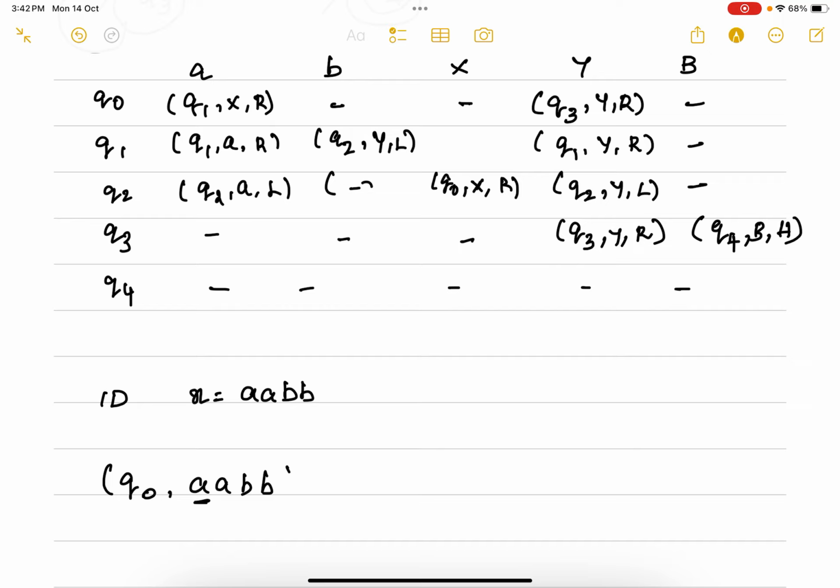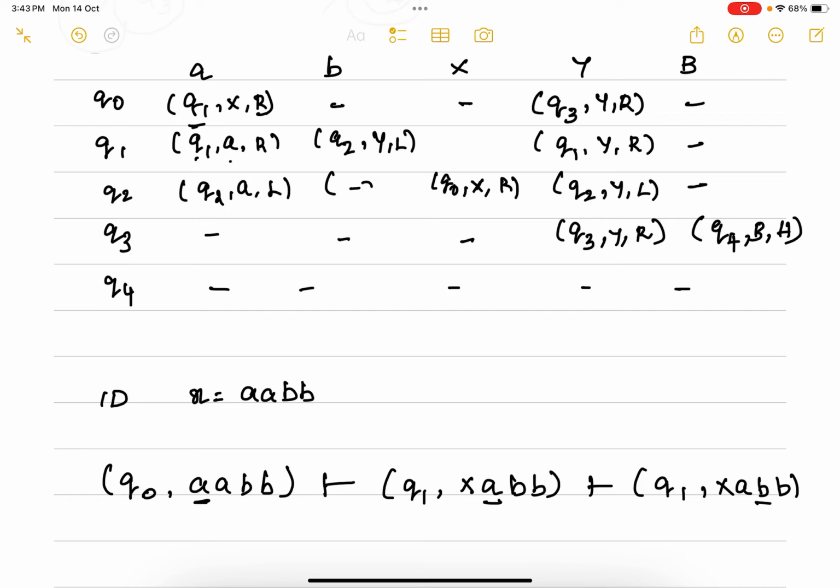The line below indicates the position of the header. Initially when you are in Q0 reading a, what should happen? You have to make a transition to Q1 state, and this a should be replaced with x, and your header should move towards the right. This is the move. Now you are in Q1. When again a comes, you remain in the same state, replace a with a and move towards the right.